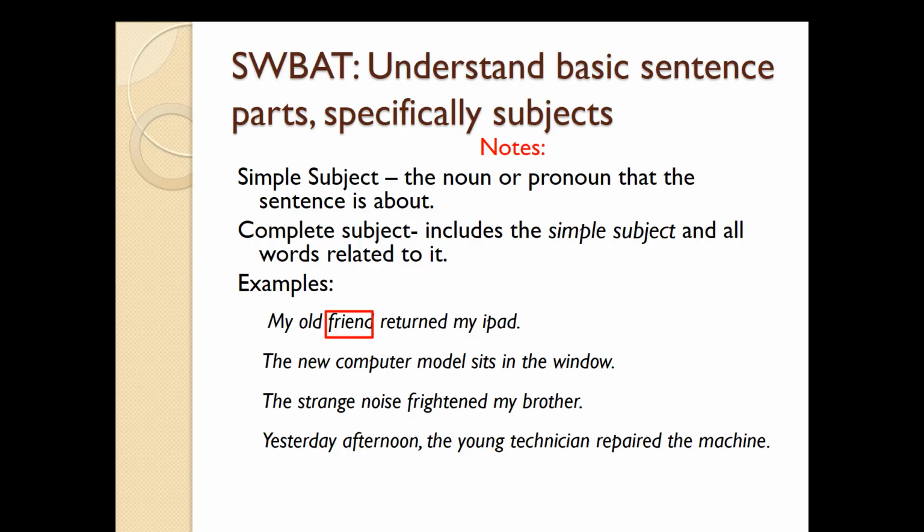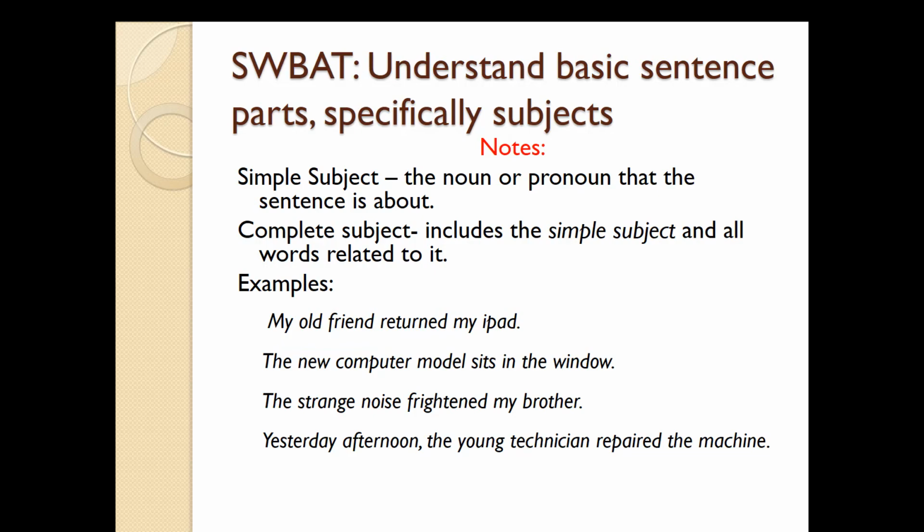Now, if I want to find the complete subject of the sentence, I need to locate all of the words that describe friend. So in this case, I'm going to look for adjectives. Well, what kind of friend was it? It was an old friend. Which friend was it? It was my friend. The complete subject of this sentence is my old friend.